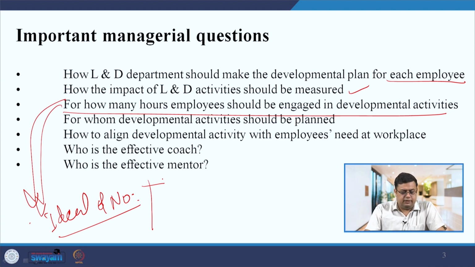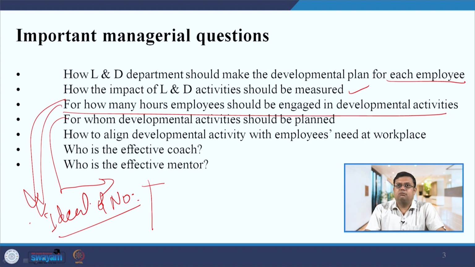Next important thing: for whom should developmental activities be planned, right? For which type of employees, for which department, priority should be given to which employee, which type of department, and how these activities should be planned.